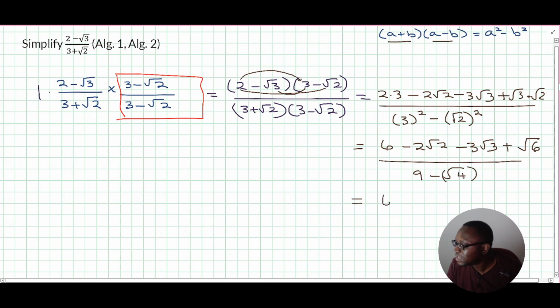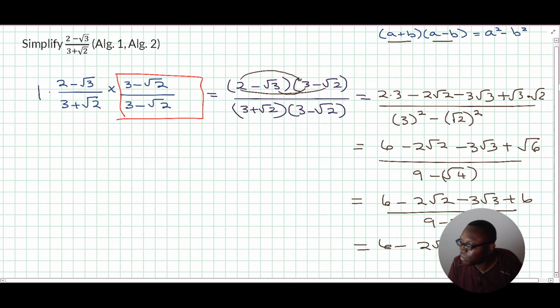So this is going to give us 6 minus 2 square root of 2 minus 3 square root of 3 plus square root of 6, divided by 9 minus 2, which is going to give you 6 minus 2 square root of 2 minus 3 square root of 3 plus square root of 6, divided by 7. So this term and the original term are exactly the same value. If you want, you can go ahead and plug this in the calculator and put also the result here in the calculator. You'll get the same result. This is actually square root of 6. Sorry about that, square root of 6. So here's the reason why I like to show all my steps, because I can actually see where things went wrong. So this is now correct.